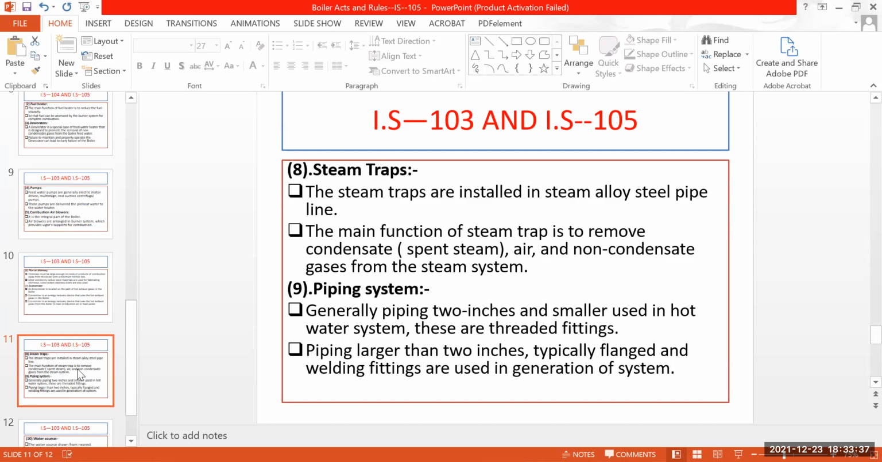And the piping system: these are generally 2 inches and smaller. These are used for the hot water system, and these are threaded fittings. And for 2 inches or more, pipes are typically flanged, and welding fittings are used in the generation system.